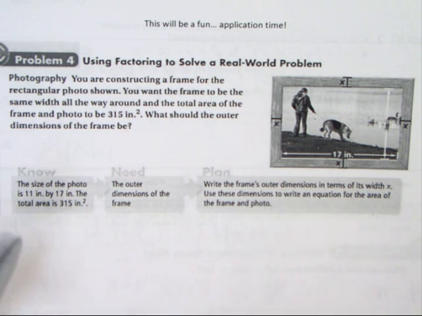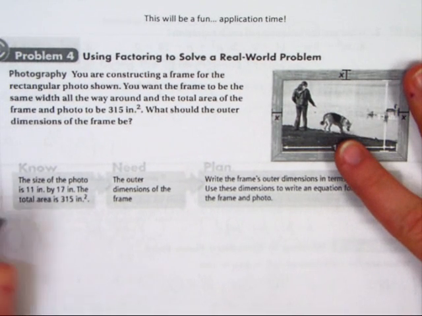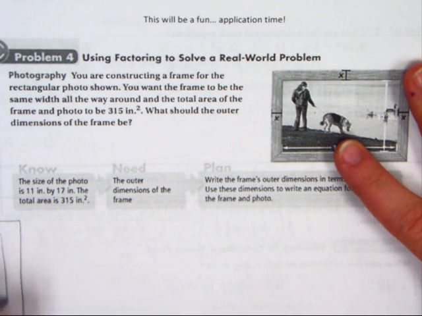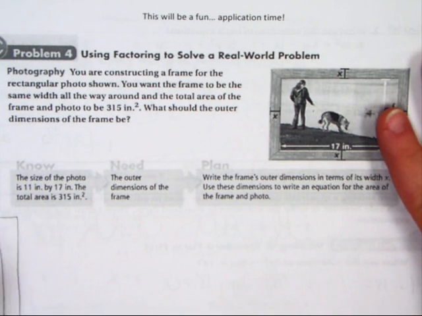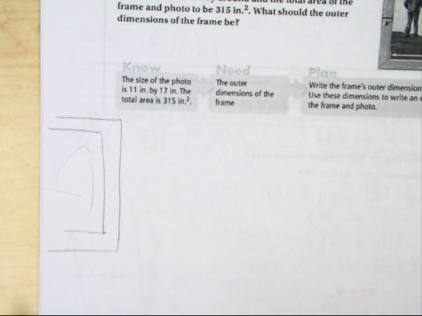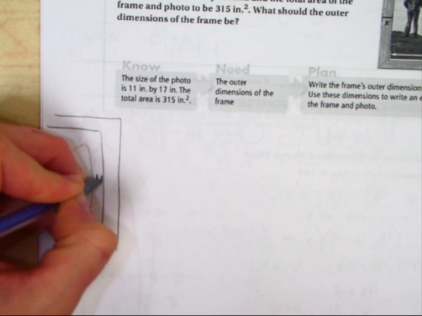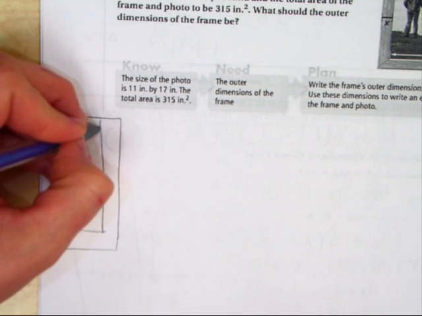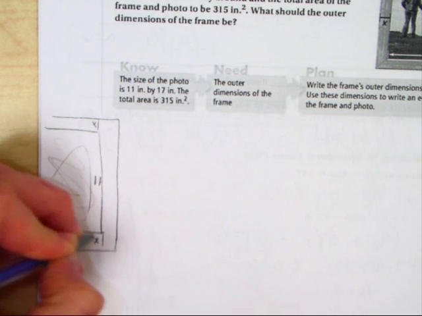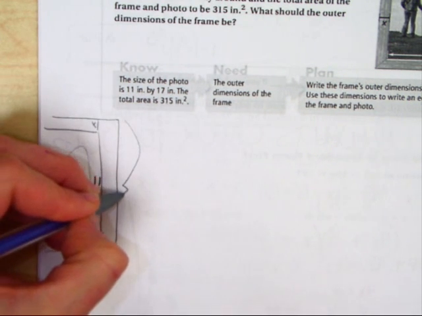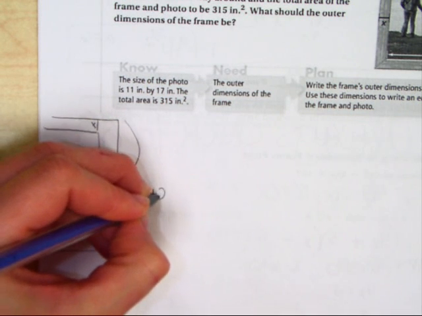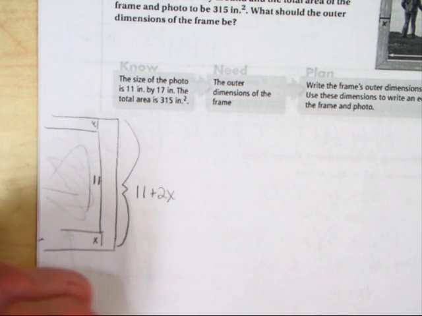Well, let's go ahead and try to picture this frame to the side over here. So we got our frame, here's our picture. Sorry, I wasn't showing you it. Okay, here's the picture inside of there. We know that the picture itself is 11 tall. Then they tell us it's an additional x here and an additional x here. So this entire side can be written as 11 plus 2x, or 2x plus 11, whatever you want.